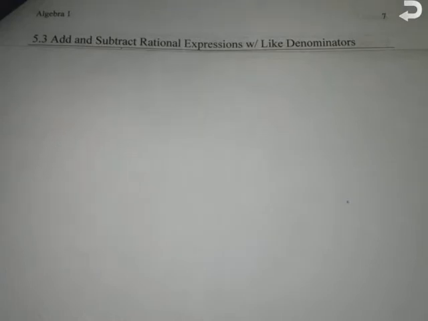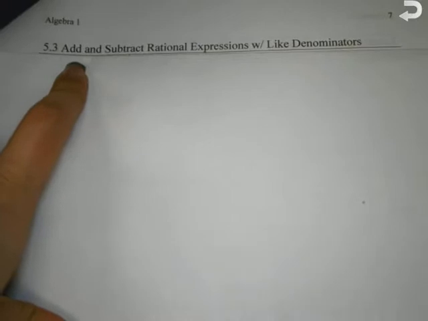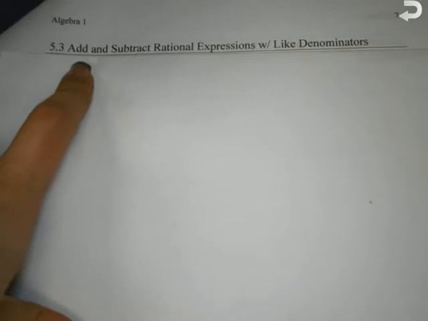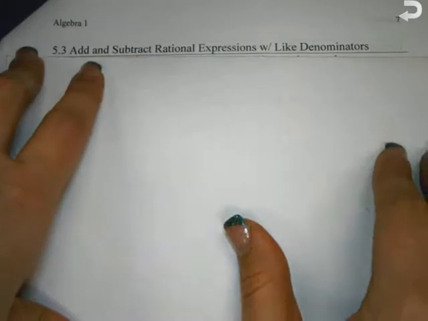So we've already multiplied and divided rational expressions. Today we're going to add and subtract. Now adding and subtracting is a little trickier, right? Because we can only add and subtract if we have common denominators. Okay, so 5.3, we're going to be adding and subtracting with common denominators. So how do we do that?